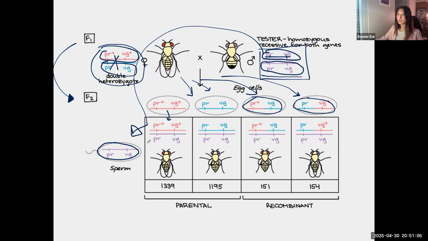But then during fertilization, that's when the two actually combine, which then gives you the parental versus recombinant. And the parental without crossing over can still happen over here. It just doesn't change anything. So we still consider these two as parental and these two as recombinant.